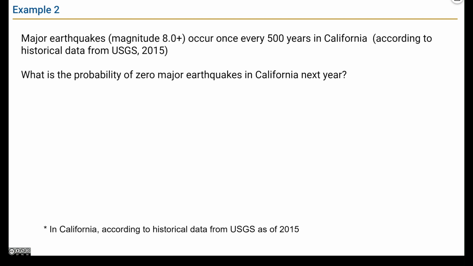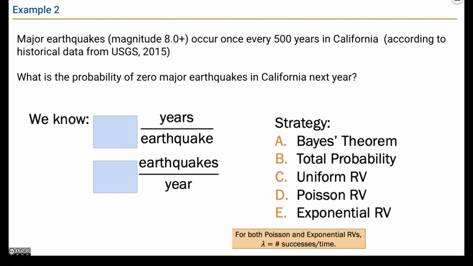Okay, now there's multiple ways I can think about this. And so here's what I want you to think about first. Let's think about how many years per earthquake and how many earthquakes per year. Think of what that ratio would be. And then choose which strategies, maybe more than one would work here, to try to answer this question. So take a minute, fill in the blue boxes here, and pick possible strategies.